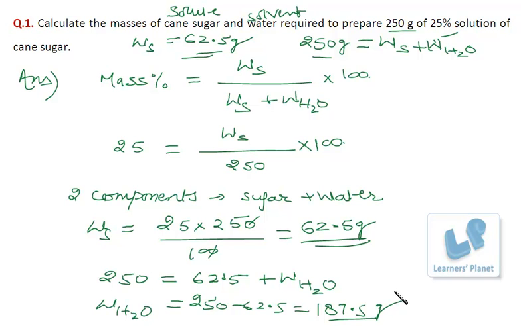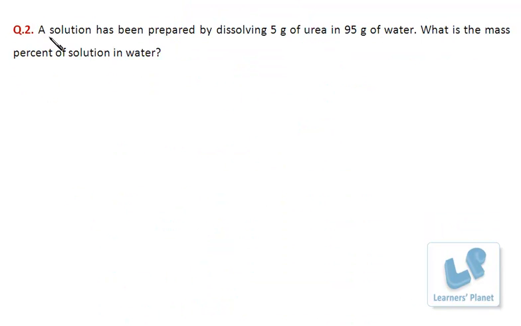Let's take up one more question like this. See, this is a very simple question. A solution has been prepared by dissolving 5 gram of urea in 95 gram of water. What is the mass percent of solution in water? What is solute in this solution? Urea, because it is present in lesser amount. What is solvent in this solution? It is water, because it is present in greater amount.